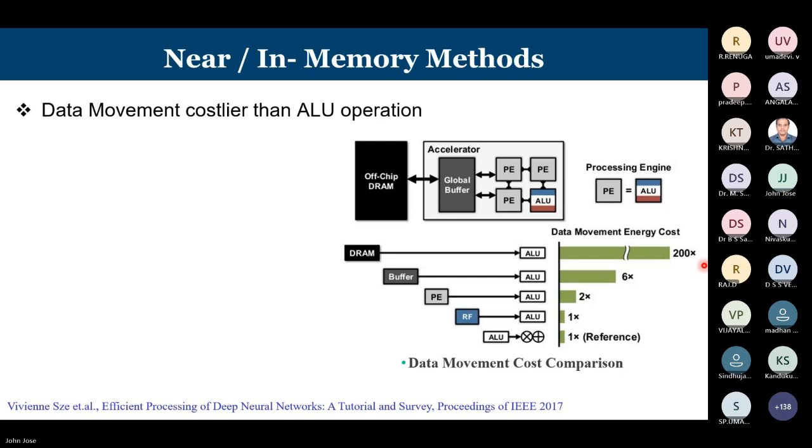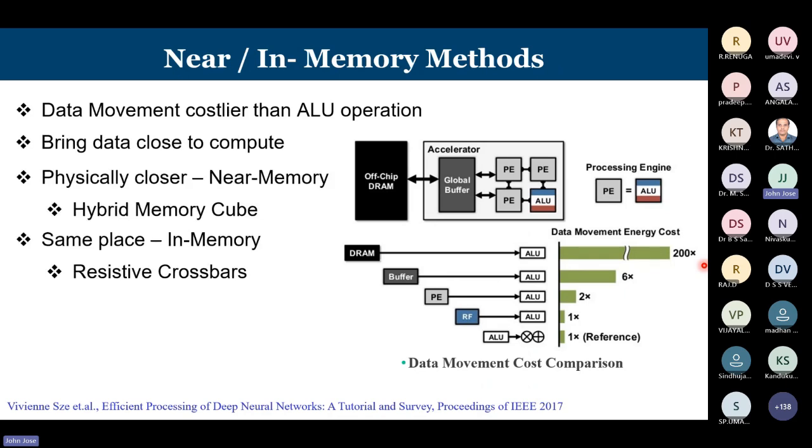So if you really want to process a neural network very fast, with a lot of data, it's very, very difficult because movement of this data is highly challenging. So, bring data close to compute, physically closer. That's called near memory, and it's a hybrid memory cube. So one way that you can do it is, can I bring data closer to the memory? That's what's called the hybrid memory cube.